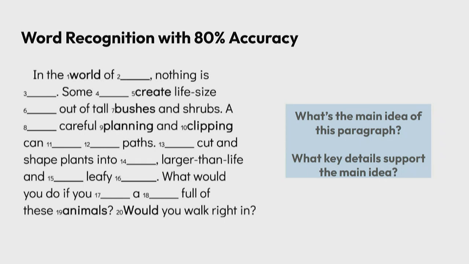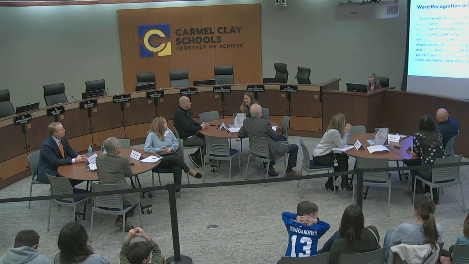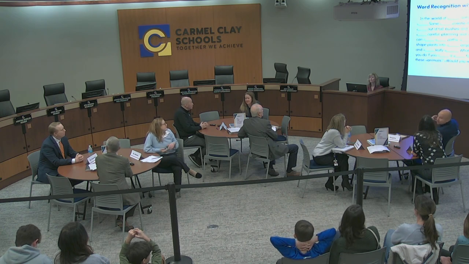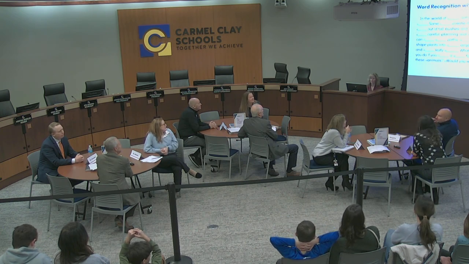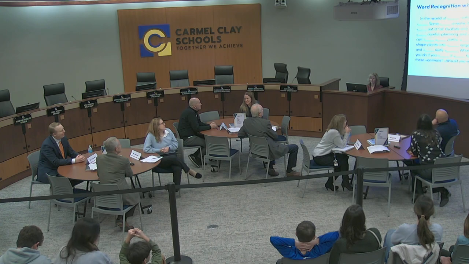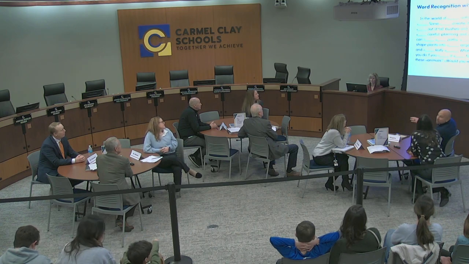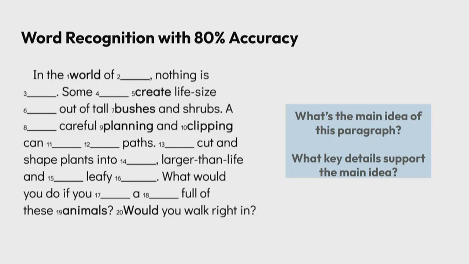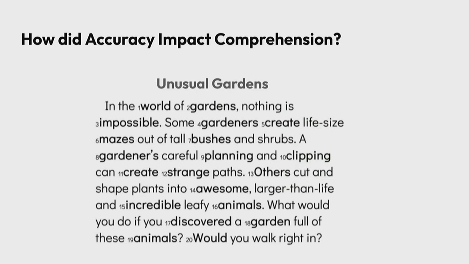Okay, turn and talk. What is the main idea of this passage and what key details support the main idea? Yeah, there's something kind of strange there, isn't there, about animals? I thought we were talking about gardening, maybe plants, and now we're talking about animals. Okay, so let me show you what the actual passage is. The title of this passage is called Unusual Gardens. Take a moment to read that.